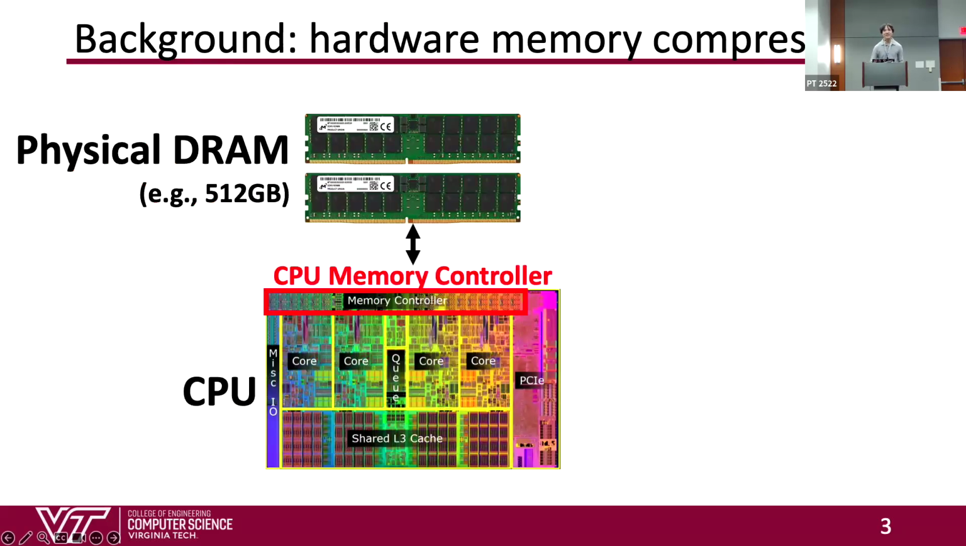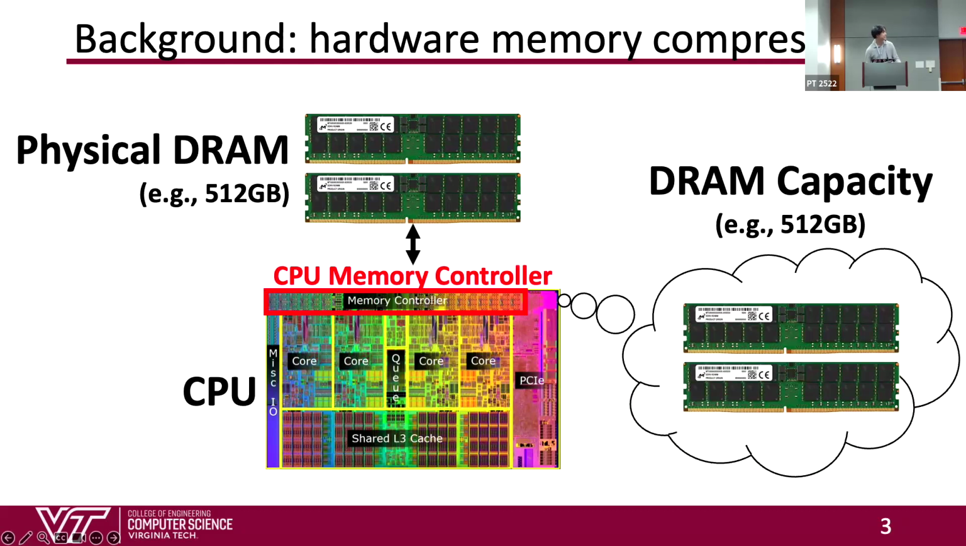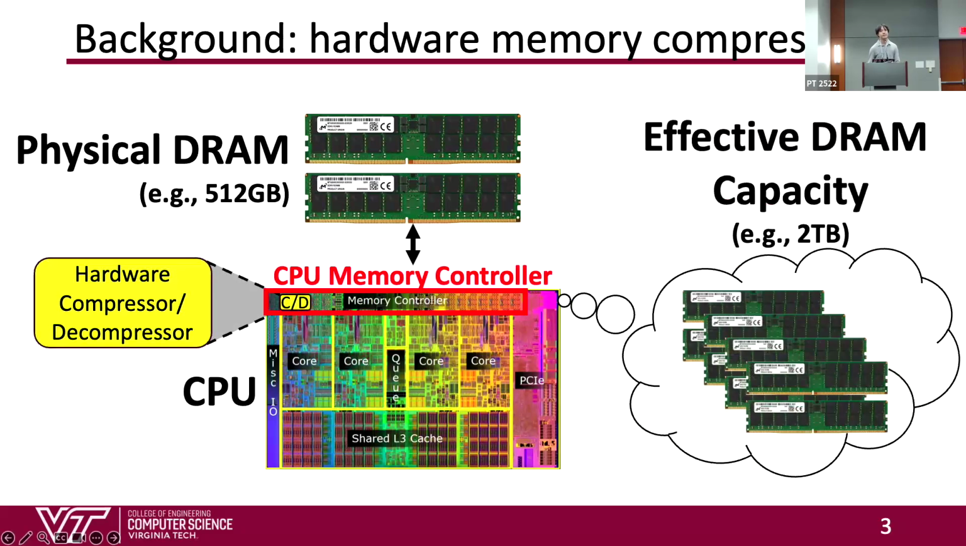So as a quick primer on one of these very promising solutions, here's how hardware memory compression works. In a normal system, the installed DRAM matches the DRAM capacity of the system, but under hardware memory compression, you insert a small hardware compressor and decompressor into the memory controller, and data is compressed by that hardware before it's stored. And this can give you an effective memory capacity that's dramatically larger than the installed memory, in this case, 4 times as much.